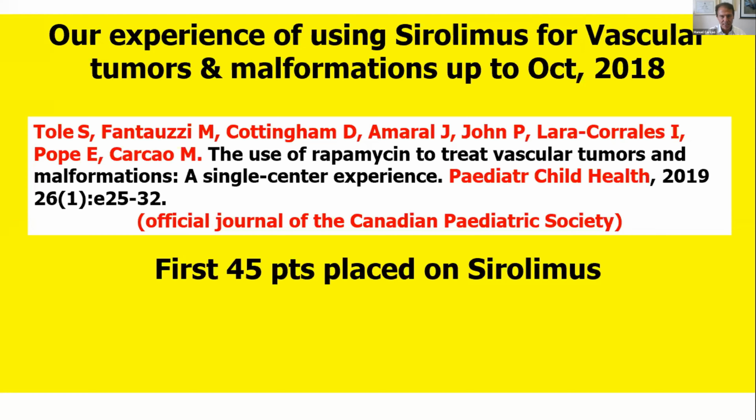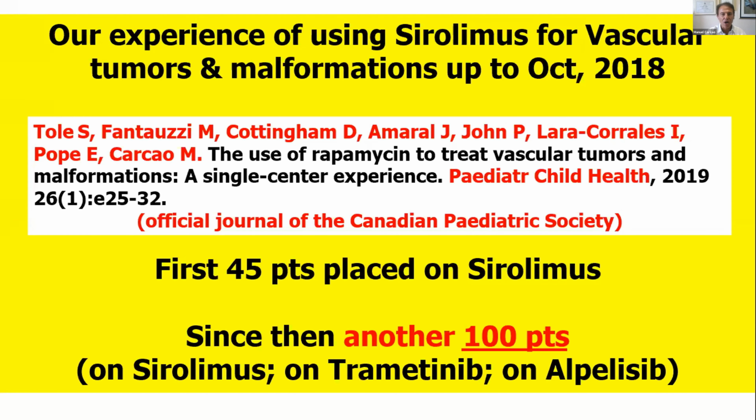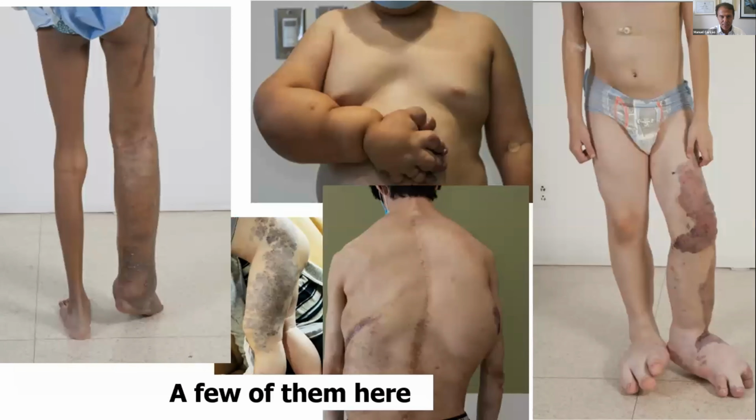in 2019, and it described our experience up until 2018. At that point, we had already put 45 patients on sirolimus. But since then, we have another 100 patients that have come to me. And so I now have somewhere around 150 patients with various types of vascular malformations. These patients are on sirolimus, the vast majority, but many patients are now on trametinib, or I even have some patients now on alpelisib.